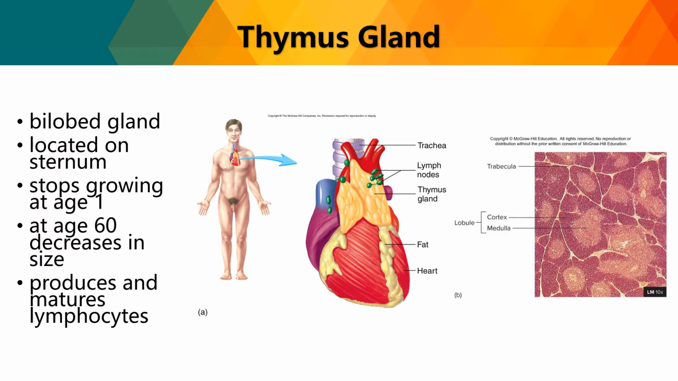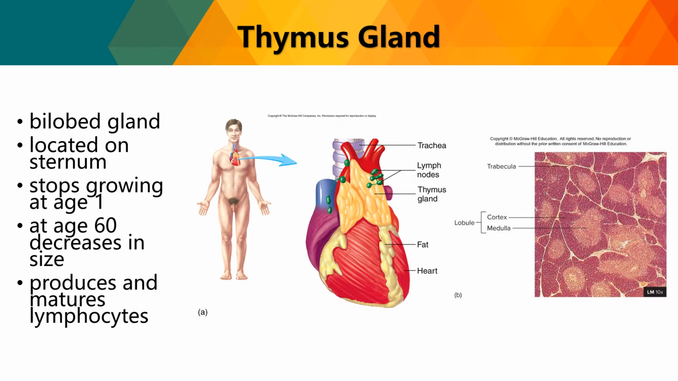Next of the lymphatic organs is the thymus gland. The thymus is a bilobed gland, roughly triangular in shape, and is located in the superior mediastinum, which is the partition dividing the thoracic cavity into left and right parts. Each lobe of the thymus is surrounded by a thin connective tissue capsule.